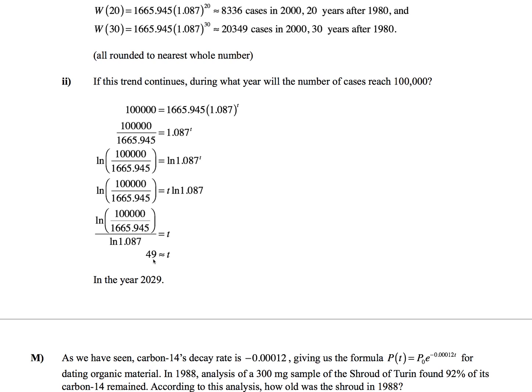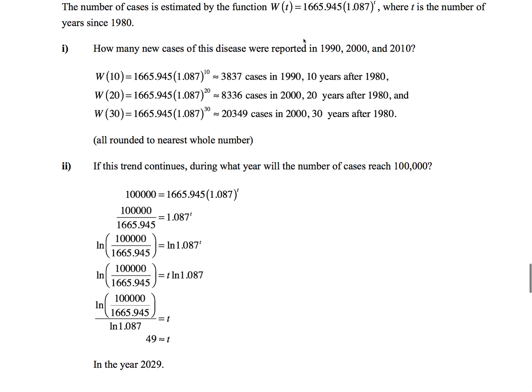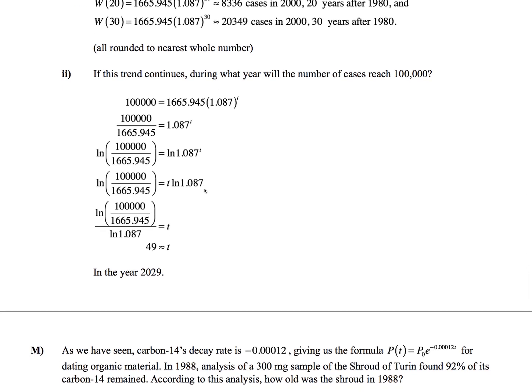So approximately 49 years after 1980, we will theoretically have 100,000 cases of pertussis or whooping cough, if the trend continues. You add 49 to 1980, and that's the year 2029.